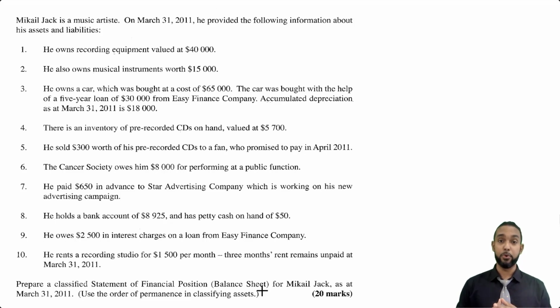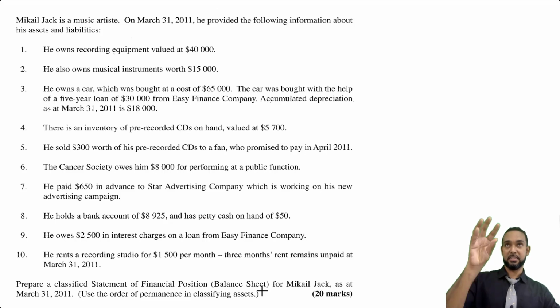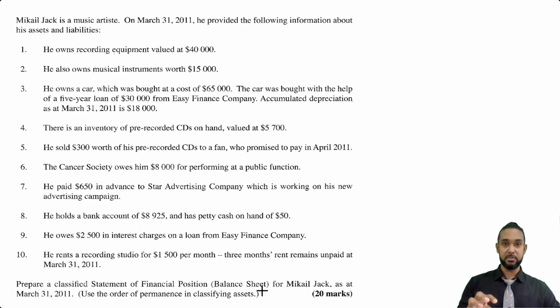Both ways will be in order of permanence. The first way will be me using the net asset presentation, total assets minus total liabilities on top equal to capital below, which is actually what we're going to have to do in order to find out capital, because they don't give us capital in any of the information items. In the second method, I'm going to use assets equal to capital plus liabilities. So assets on top and capital and liabilities below.